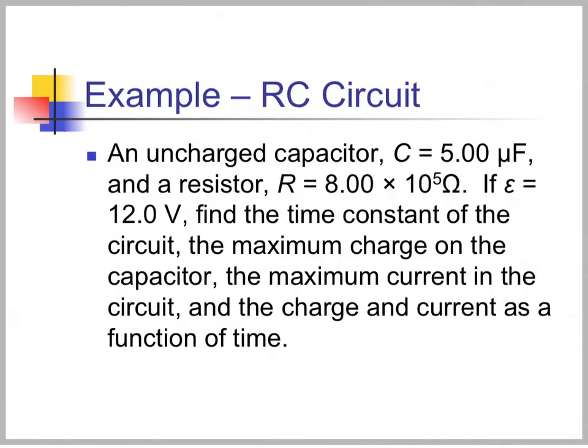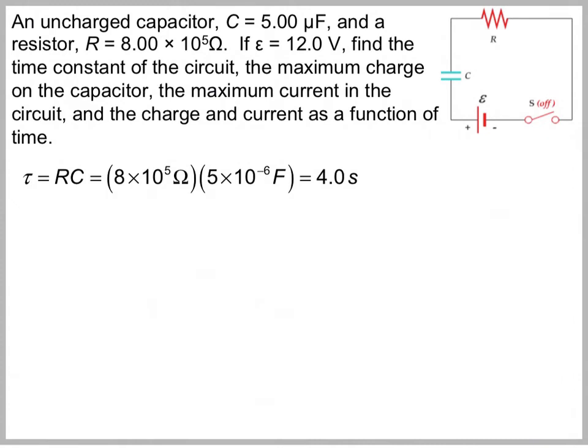So, let's look at a problem. An uncharged capacitor, C equals 5 microfarads, and a resistor, 8 times 10 to the 5th ohms. If E is equal to 12 volts, find the time constant of the circuit, the maximum charge on the capacitor, the maximum current in the circuit, and charge and current as functions of time. So, first thing we need to do is start out with the time constant. Tau is RC. That's pretty easy. We plug in those values, and we get the time constant for this particular circuit is 4 seconds.